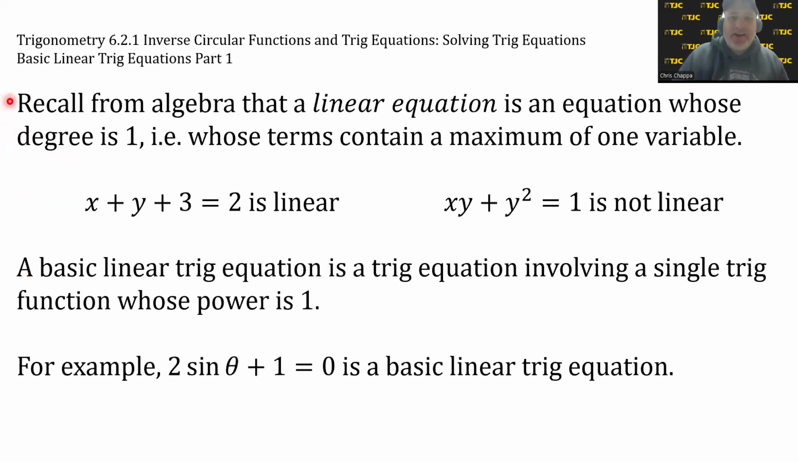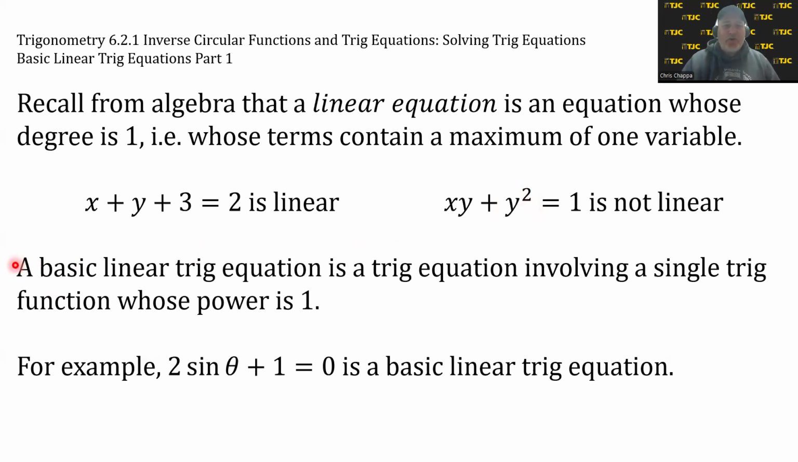Recall from algebra that a linear equation is an equation whose degree is 1. In other words, whose terms contain a maximum of one variable. For example, x plus y plus 3 equals 2 is linear. All four of the terms, the x, the y, the 3, and the 2, contain at most a single variable. However, xy plus y squared equals 1 is not linear because of its three terms, xy, y squared, and 1, two of them contain more than one variable. The first one contains an x and a y. The second one contains a pair of y's.